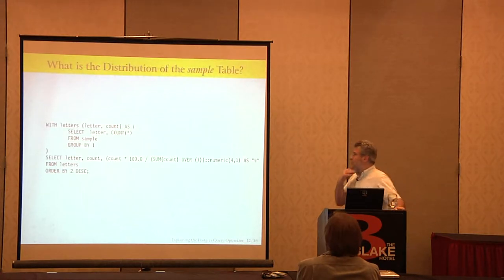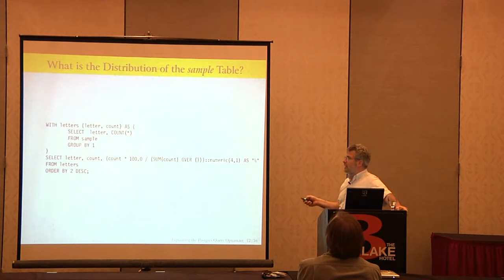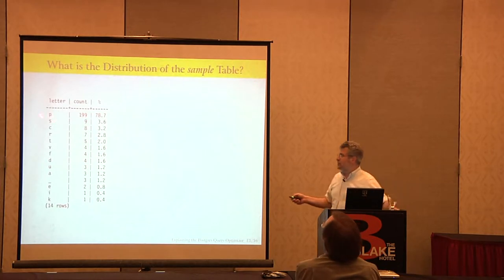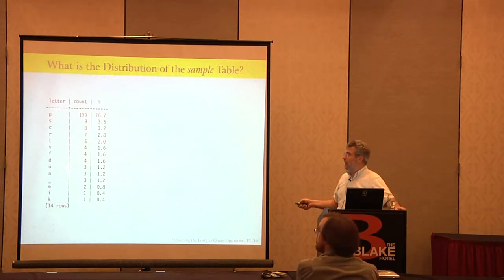So the first thing we're going to do is use a common table expression. This is not a set returning function. This is a common table expression where we're basically going to create a little query that counts everything up, and then we're going to do some statistical analysis on it. And what it's going to show us is the distribution of letters within this sample table that we've created.